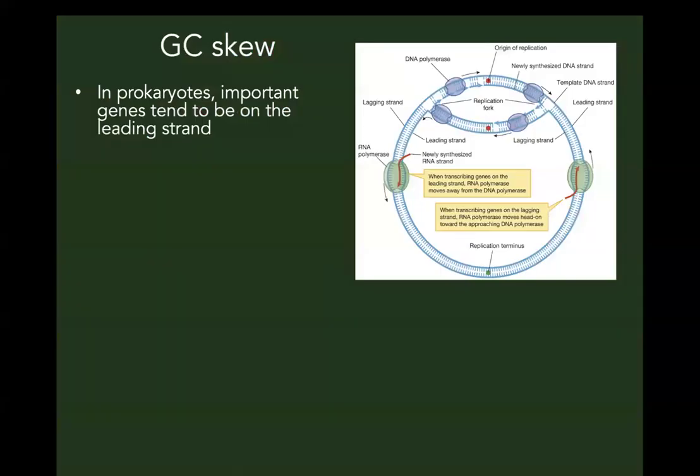All right, so in prokaryotes, everything is kind of happening in the nucleus here, and there is a bias where the important genes tend to be on the leading strand rather than the lagging strand. So in prokaryotes, instead of being a stick of DNA, it's a loop of DNA, and this is the origin of replication. So this is where the two strands are separated from one another, and then DNA polymerase comes in and adds nucleotides.